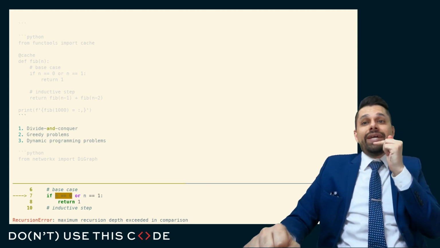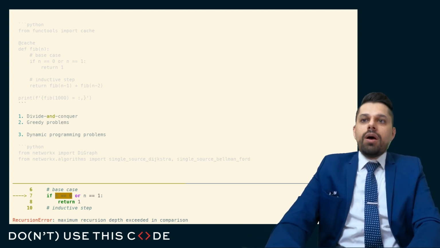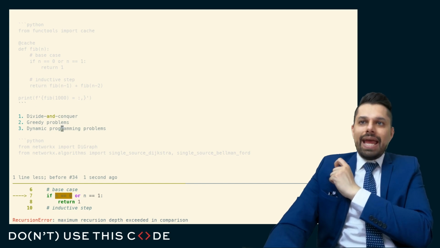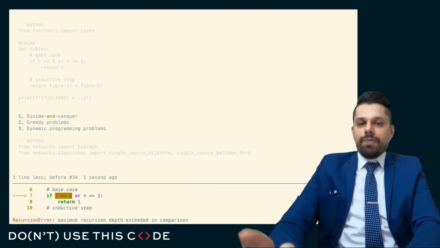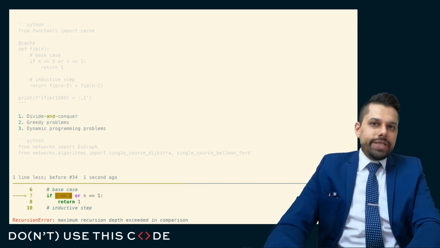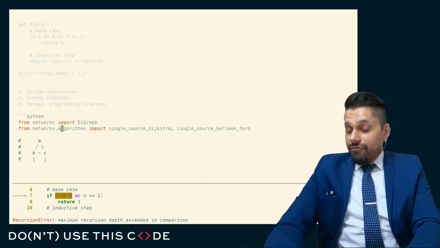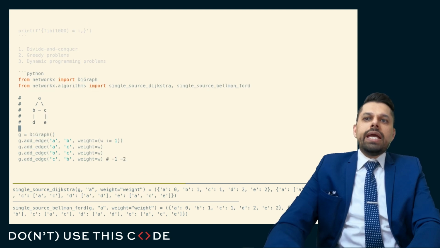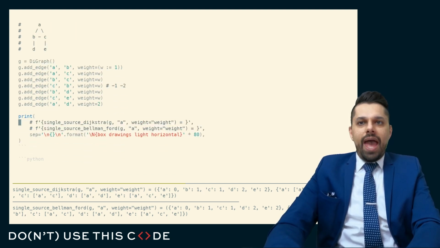And then finally, our dynamic programming problems that have both of these characteristics of optimal substructure and of overlapping subproblems. Let me show you a canonical example of a dynamic programming problem. A very common example that will come up is the single source Bellman-Ford. This is an all shortest paths formulation.